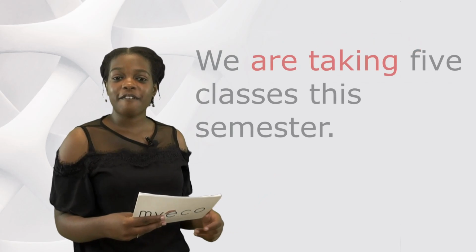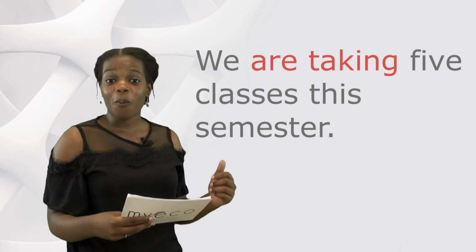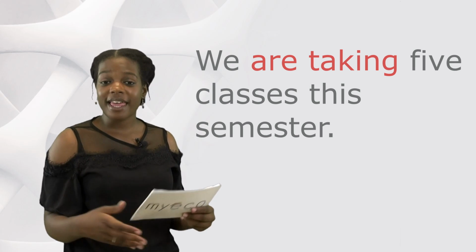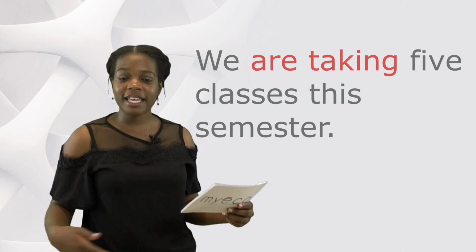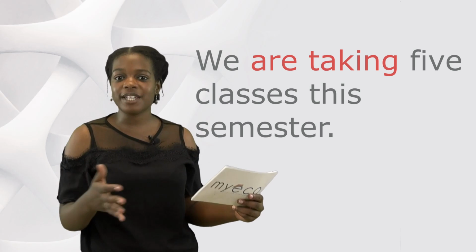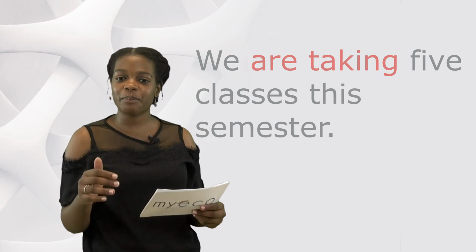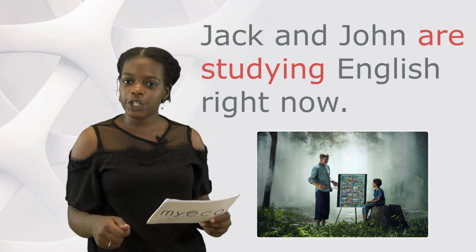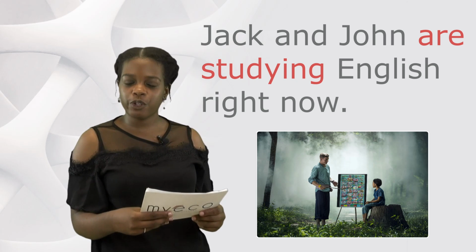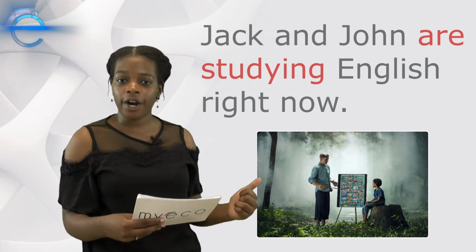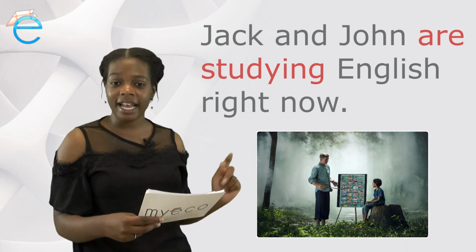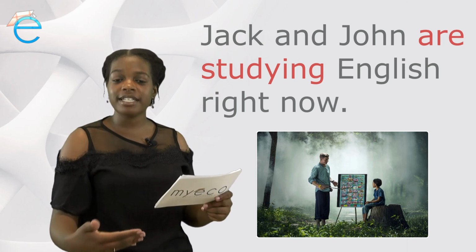We are taking 5 classes this semester. We goes with are, and taking 5 classes this semester shows us that it is something that is still going on. The semester has not finished, and therefore we know it is present continuous. Jack and John are studying English right now. Jack and John, 2 people, therefore we treat it like they, so we use are. Studying English right now, an important word here would be right now, shows us that it is something current at the moment and therefore present continuous.